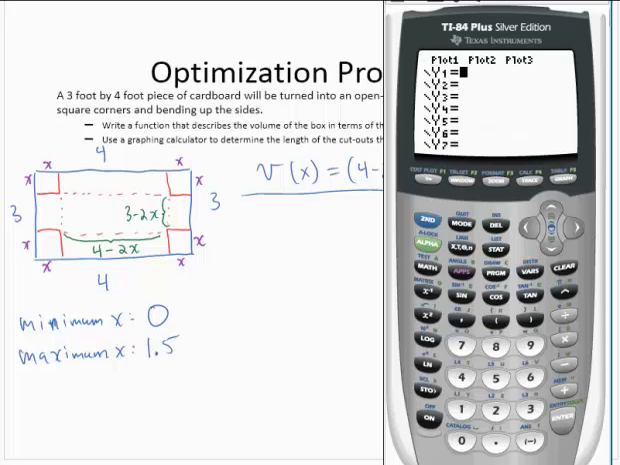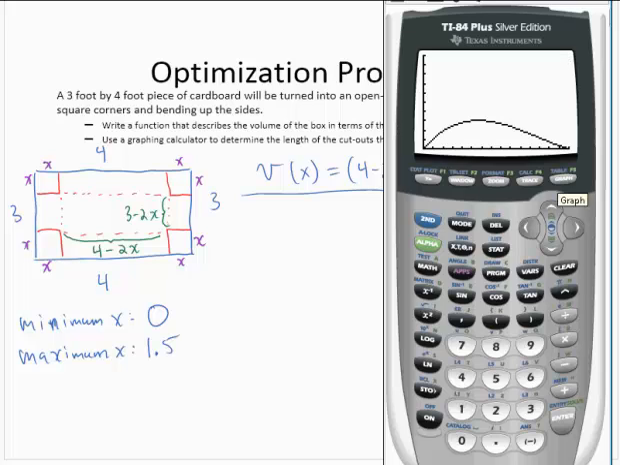All right, so let me put in the function. I have 4 minus 2x, times 3 minus 2x, times x. Now when I go to my window, my x minimum is 0 and my x maximum is 1.5. Scale isn't too important, I'll use a scale of 0.1. The y values are the volumes, so the minimum volume is 0. The maximum volume is going to be kind of low, so I'm just going to go with 10, and a scale of 1. I'm graphing the function on that window.